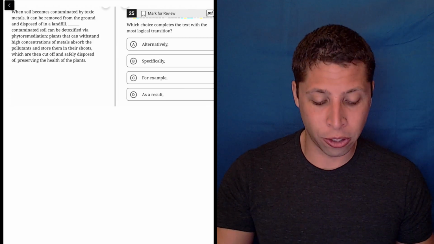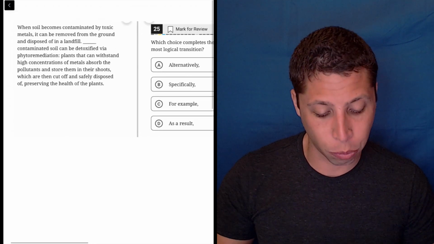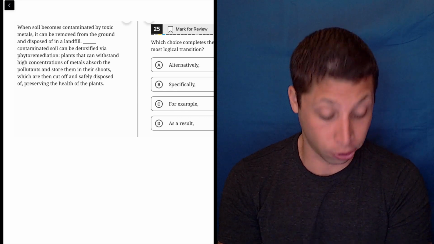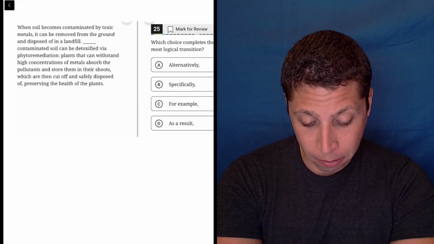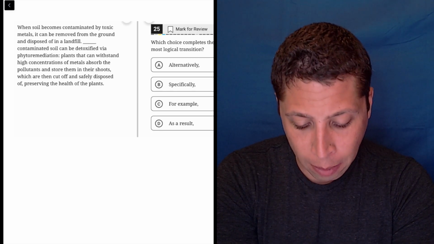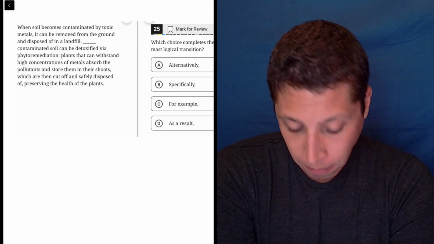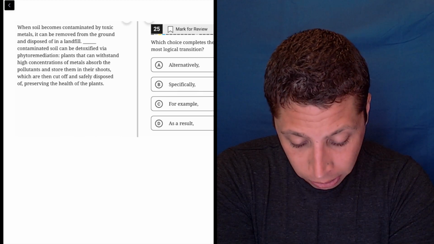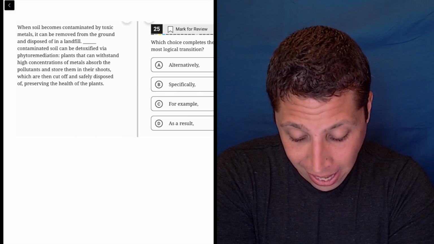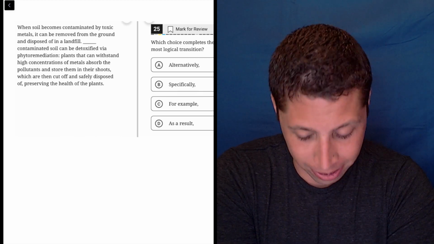Let's dive right into the two sentences and see what kind of transition we're looking for before we get into these complicated transition words. When soil becomes contaminated by toxic metals, it can be removed from the ground and disposed of in a landfill. Okay. Contaminated soil can be detoxified via phytoremediation. I think I'm saying that right.